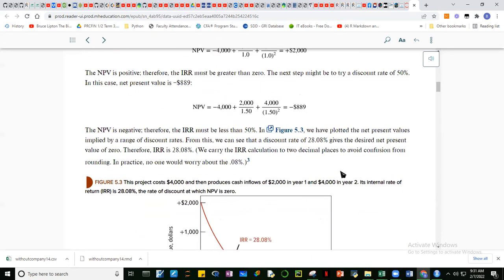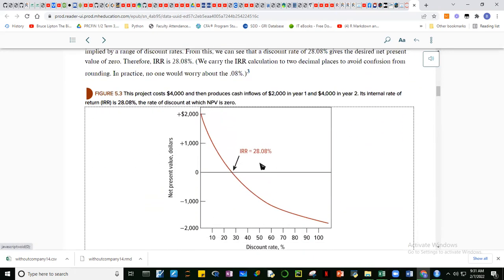The decision rule about IRR is that, take a look at this project, at this plot. Here the IRR is 28.08. The discount rate is on the x-axis, the net present value is on the y-axis. So what does this tell us, guys? How do we decide if a project is acceptable based on IRR? You decide whether a project is acceptable based on IRR if the weighted average cost of capital or the opportunity cost of capital is less than your IRR.